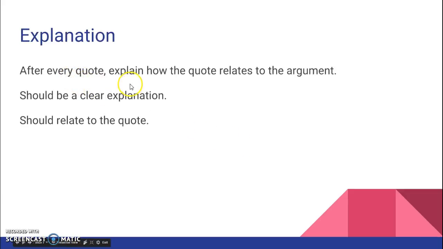And the explanation. So after every quote, you should explain how the quote relates back to the argument. So this just helps, you know, take all the information and then just put it all up there with the quote to fully prove your argument. And it should be a clear explanation. It shouldn't be messy at all. It should all be understandable, you know? And it should relate to the quote, obviously, because you're doing the explanation on the previous quote.